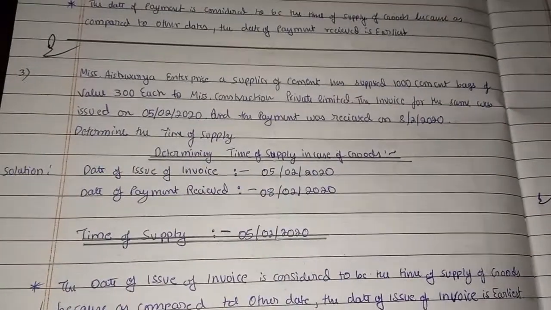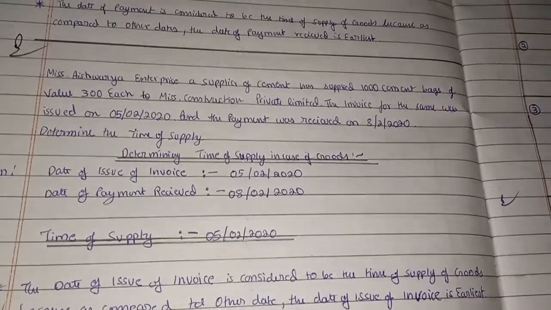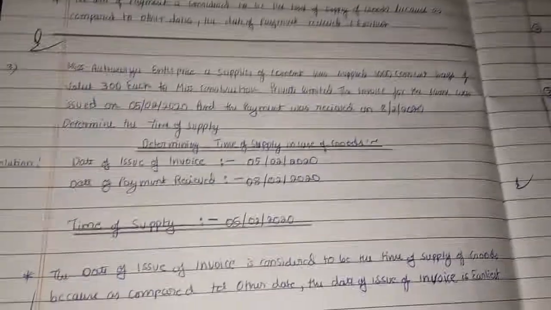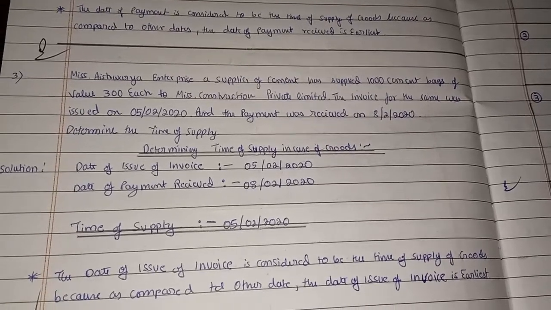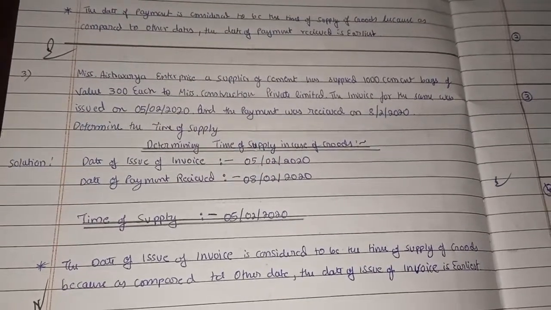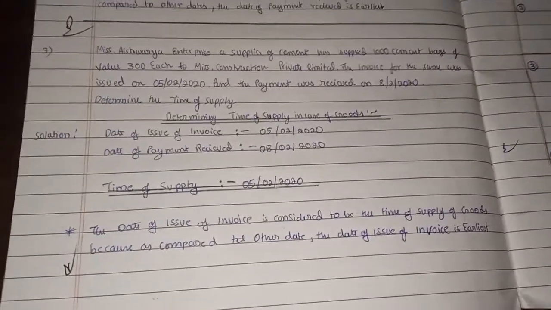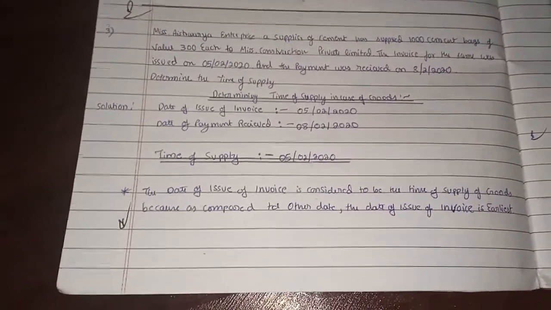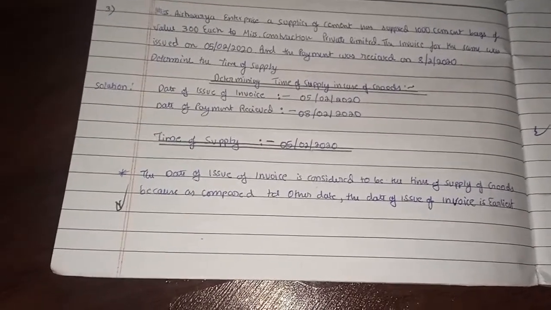Third question. Miss Aishwarya Enterprise is a supplier of cement, has supplied 1000 cement bags of value 300 each to Mrs. Construction Private Limited. The invoice for the same was issued on 5th of the month 2020 and the payment was received on 8th of the month 2020. Determine the time of supply. Determining time of supply in case of goods. Solution: date of issue of invoice is 5, 2020. Date of payment received is 8, 2020.